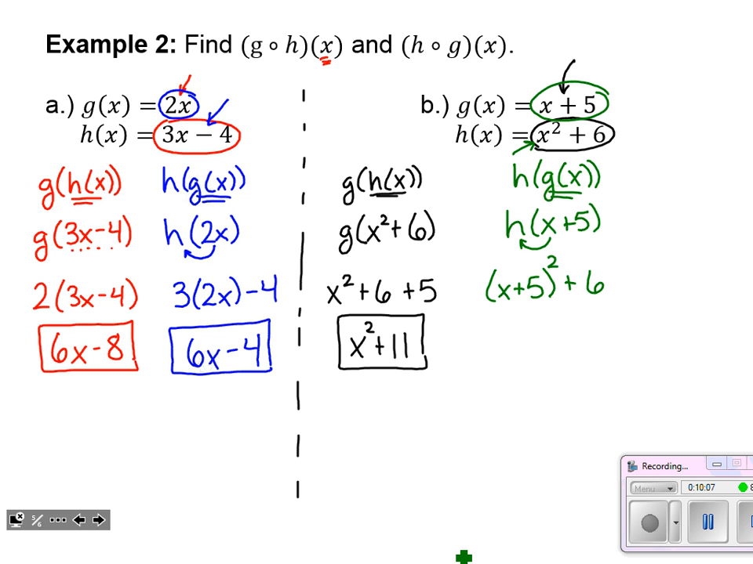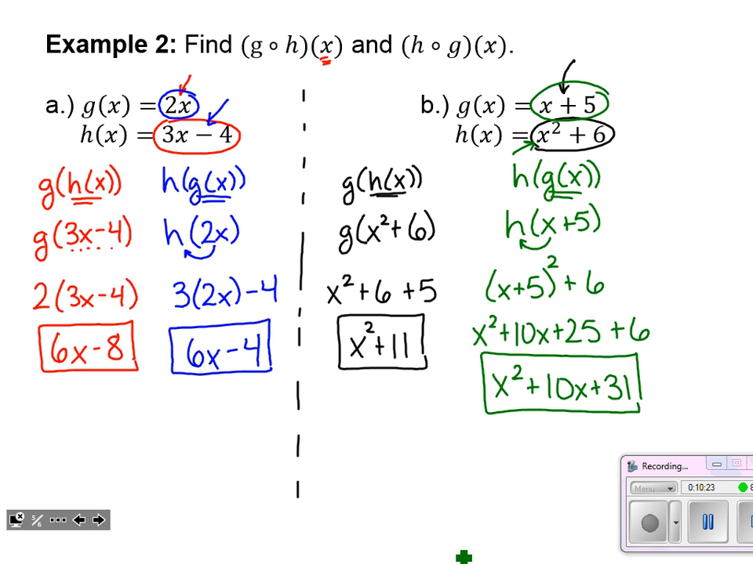And here we have a little bit of foiling to do. Nice that we have that little shortcut for expanding binomials to the second power. And then we can combine like terms. x squared plus 10x plus 31 is our final answer.